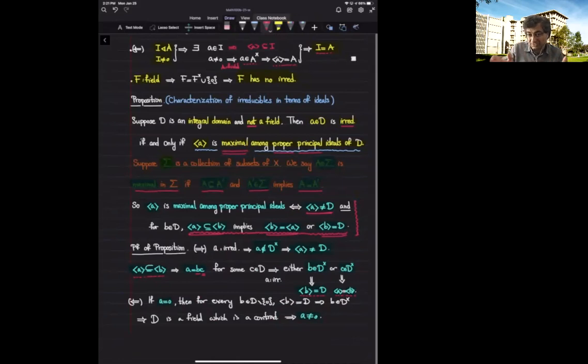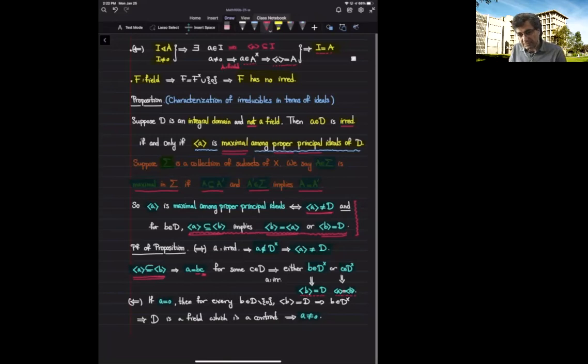Because A is irreducible, we know A is not a unit, and we just showed that an element is a unit if and only if the ideal generated by that element is the entire ring. So knowing that A is not a unit, we deduce that the ideal generated by A is proper. So far, so good. Now let's assume that the ideal generated by A is contained in the ideal generated by B. What does that mean? This means A is a multiple of B. It's B times something.